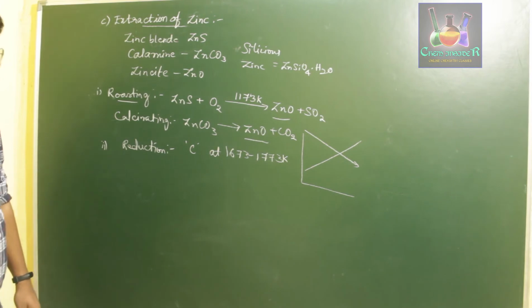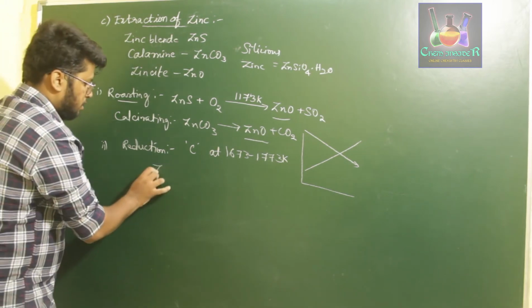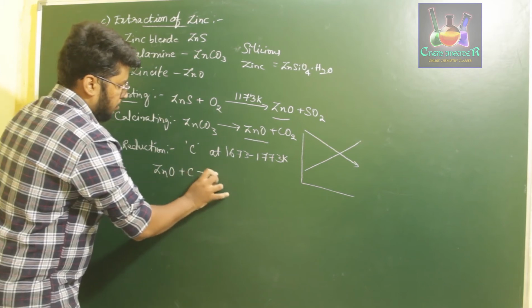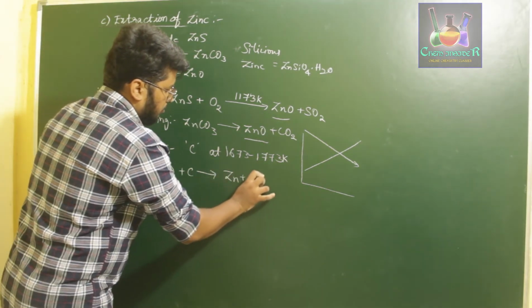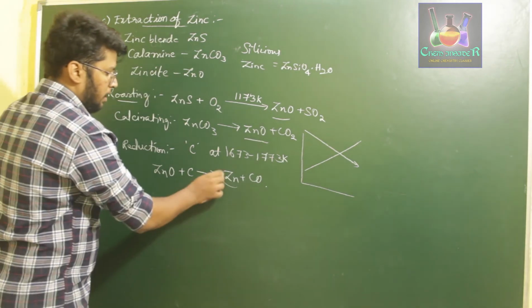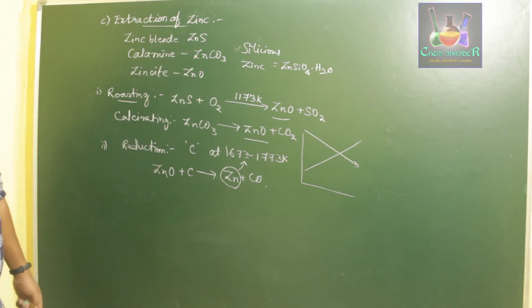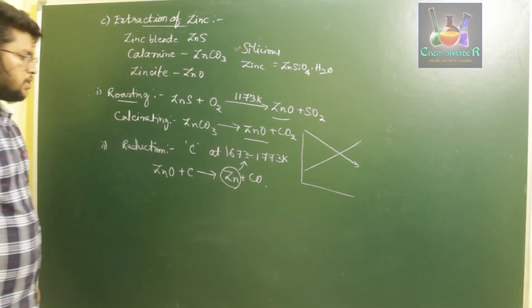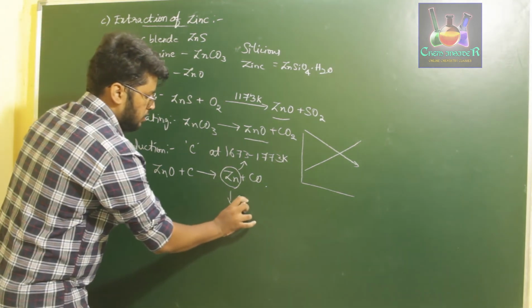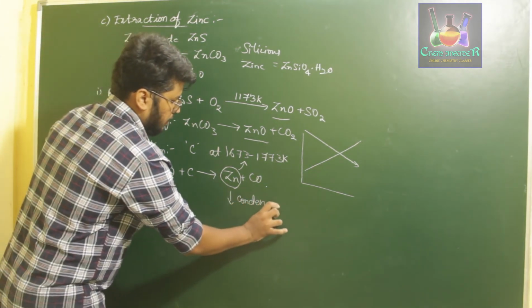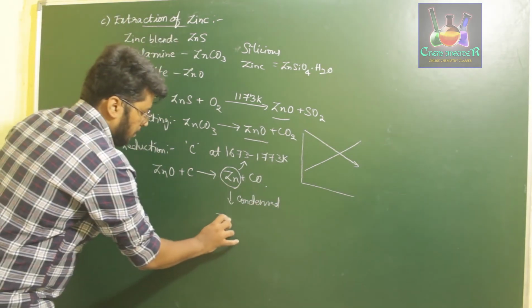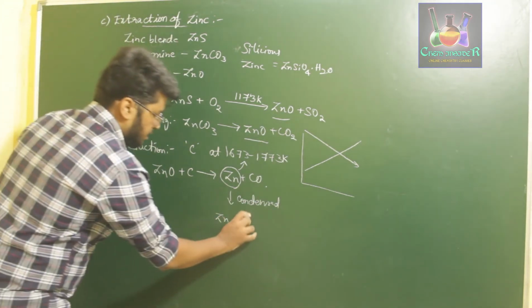Now what happens in this reaction is zinc oxide on treating with carbon forms zinc and carbon monoxide. Zinc being volatile at this temperature of 1673 Kelvin gets vaporized. Zinc in the range of 1673 to 1773 Kelvin becomes volatile, hence it is evaporated. Once evaporated, it is condensed to form our metal zinc, which is also called briquettes.